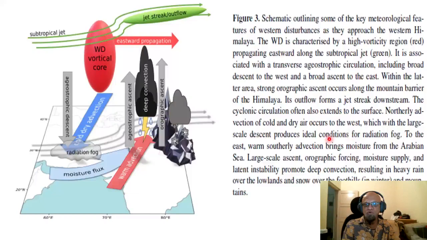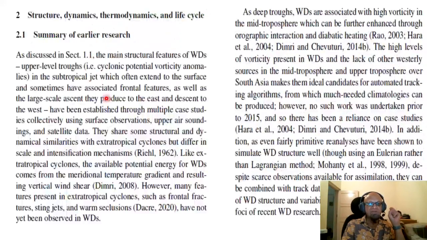Northerly advection of cold dry air occurs to the west here, as we saw, which with large scale descent produces ideal conditions for radiation fog, and we worry about fog only when it's near the surface, of course. To the east, warm southerly advection brings moisture from the Arabian Sea. Large scale ascent, orographic forcing, moisture supply, and latent instability promote deep convection, resulting in heavy rain over the lands and snow over the foothills of the Western Himalaya and other mountains in the range.